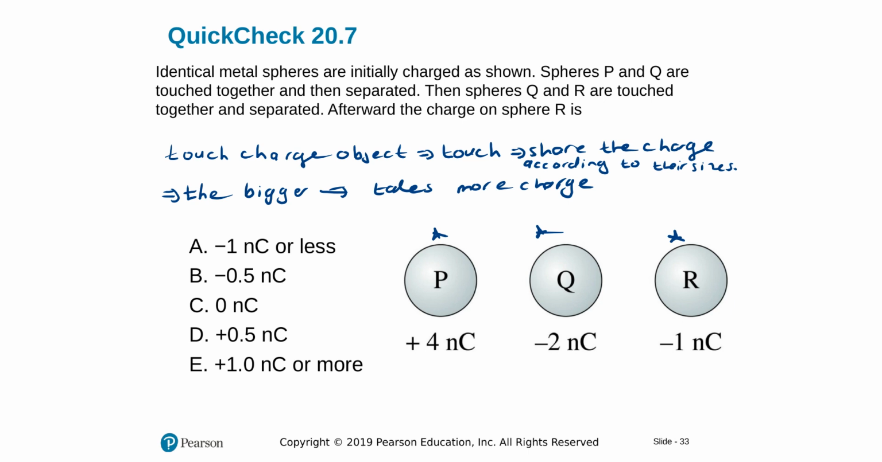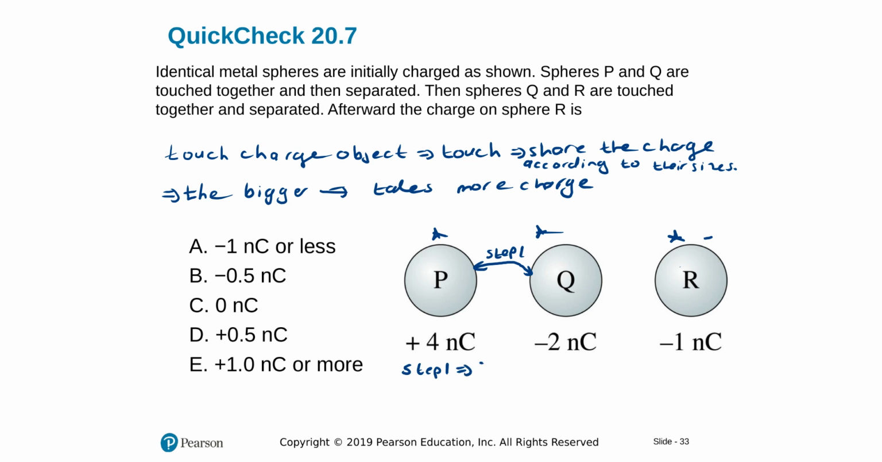Identical metal spheres are initially charged as shown. P has +4 nanocoulomb, that's nano. Q has -2 nanocoulomb, and R has -1 nanocoulomb. Let's see what's happening here. Spheres P and Q are touched. First we touch these. Let me put step 1 here. R is not touching yet, so it's not in here. What will happen in step 1?